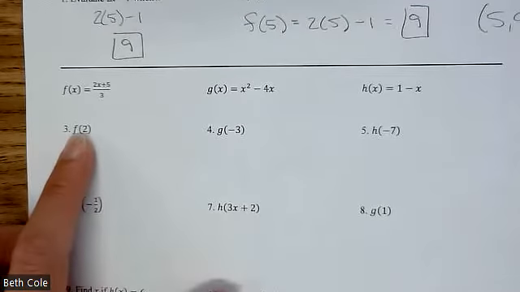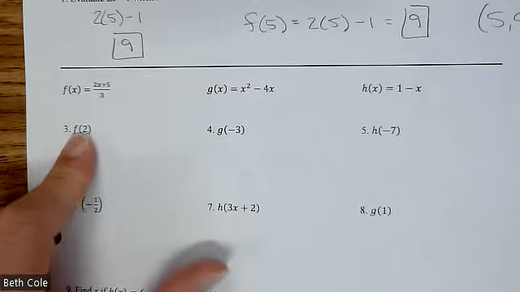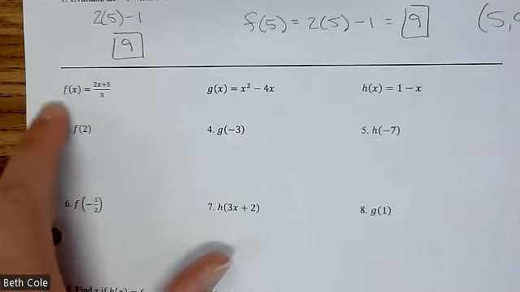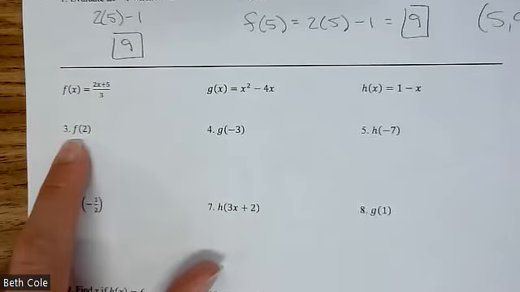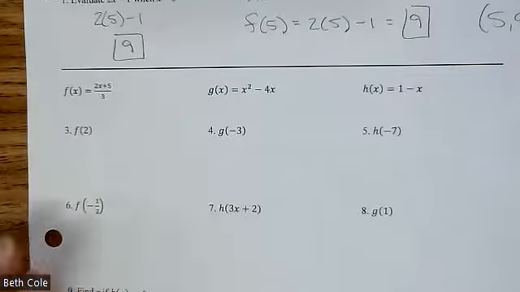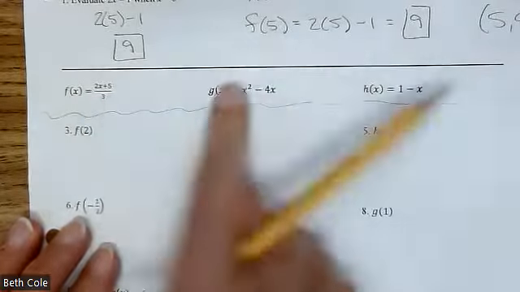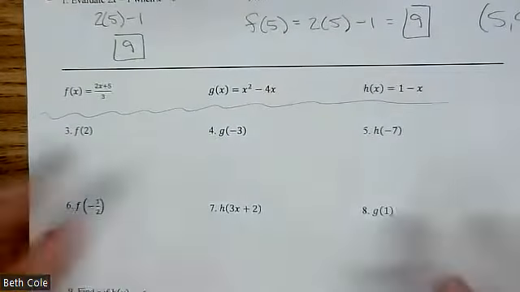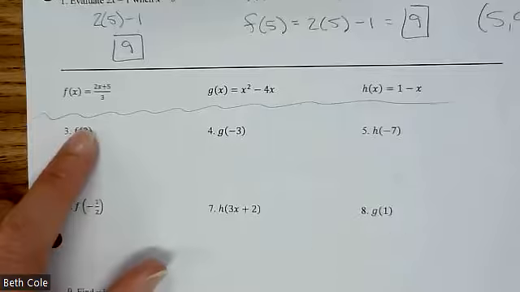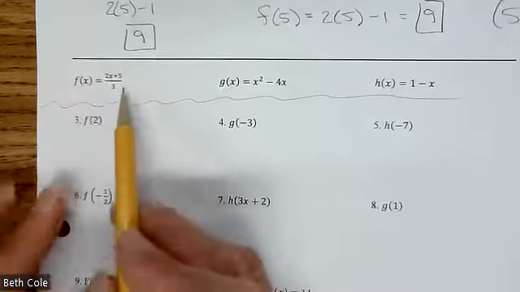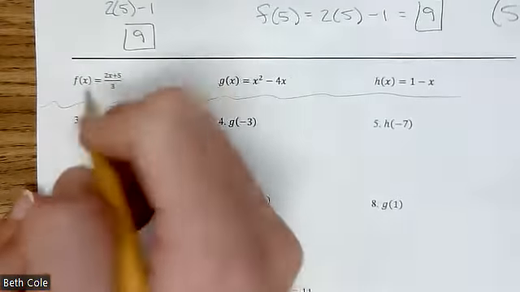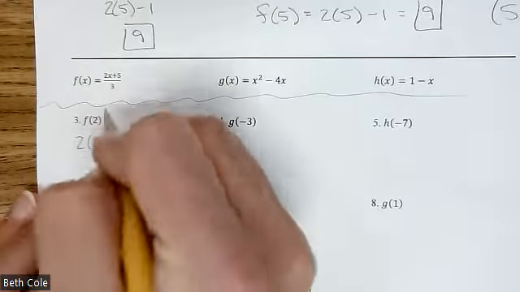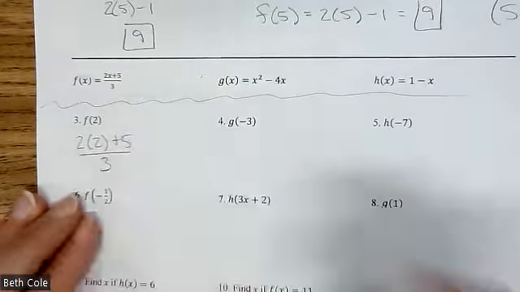So what this is saying right here, f of 2, it means you're going to plug in 2 to which function? Function f, right? Do you see how it says f of 2? You're going to plug in 2 to this function right here. These are your functions and you're picking which one you're going to use, and then these are the problems that we're doing. Where there's an x, you're going to put a 2. So it's going to be 2 times 2 plus 5 divided by 3.